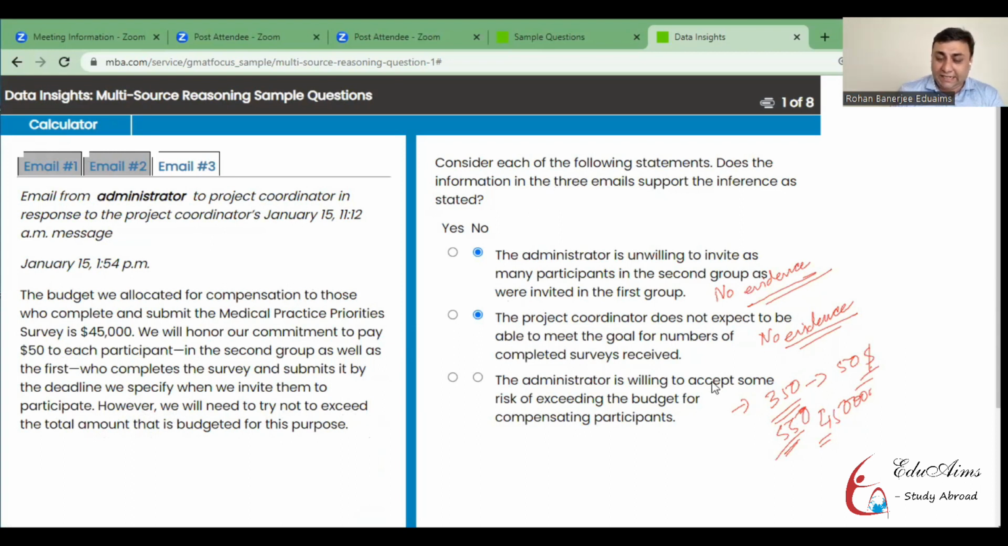So he's trying to send, but he understands that if you send the survey to an X number of people, there's a possibility that more people will send back the survey than what they have budgeted for, or fewer people will. So some risk is still accepted. So the third choice is going to be yes.